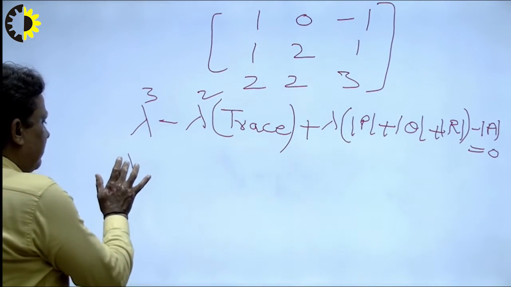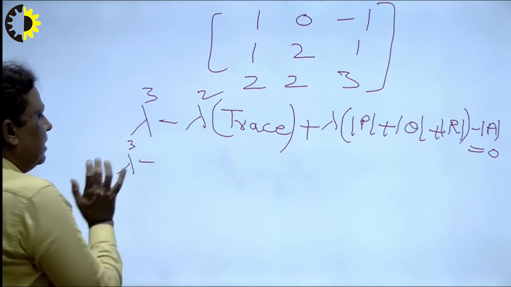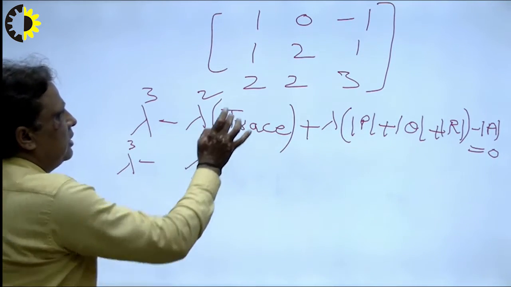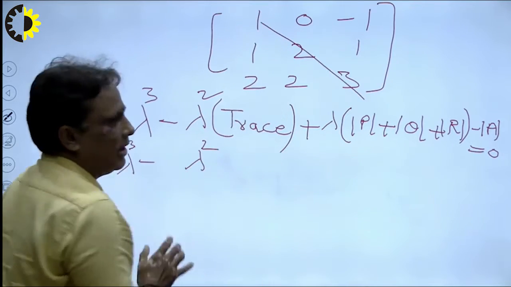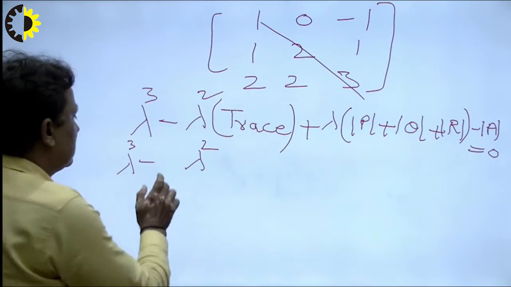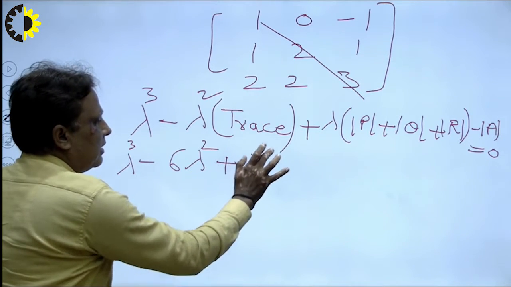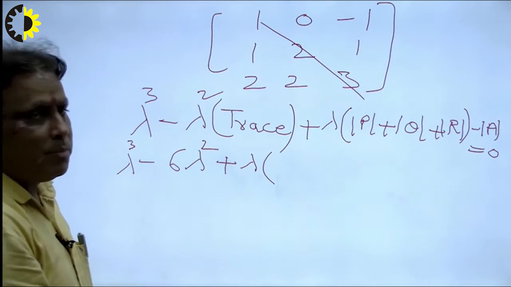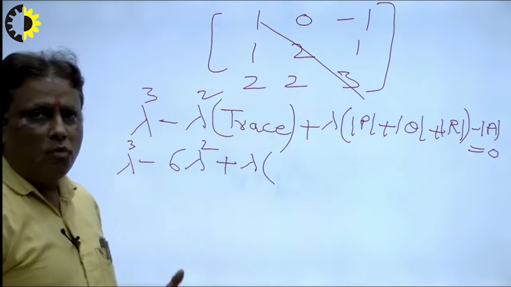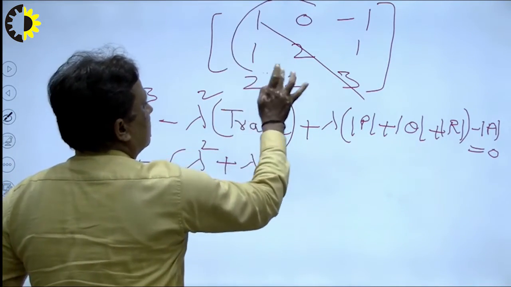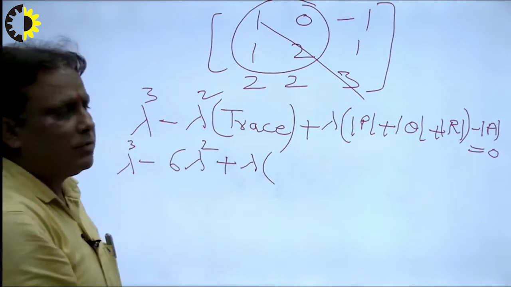I write lambda cube minus lambda square, and what will be the trace? Trace is the sum of the diagonal elements: 1, 2, 3, that is, 6. So I write 6, plus lambda, and what is P? P is the minor of order 2 by 2 which contains the diagonal elements. So this is the first 2 by 2. What will be the determinant of this?